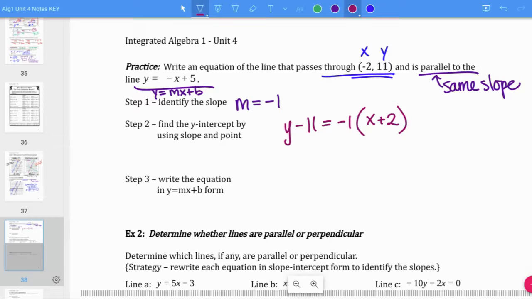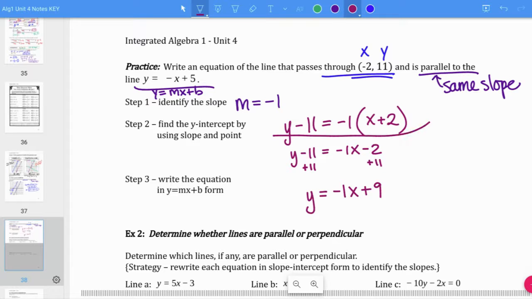And we could also rewrite this in slope-intercept form by using the same steps we've been practicing. Distribute, no parentheses, to get rid of the parentheses, and add your constant over. So y equals negative 1x plus 9. This and this, both equations of that same line that would go through that point.